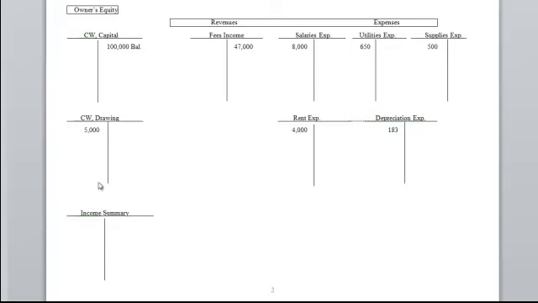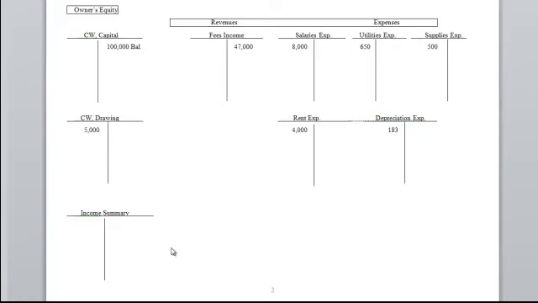Now, we have a new account called Income Summary, and it's just a temporary owner's equity account that's used only in the closing process to summarize the results of operations. It's sort of a little clearinghouse account. So we're going to be using that.